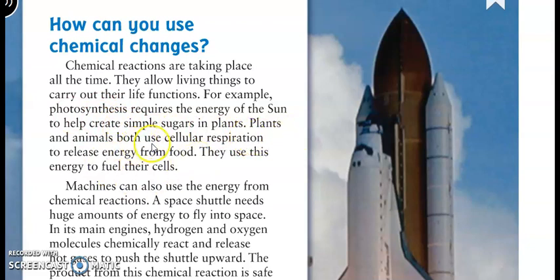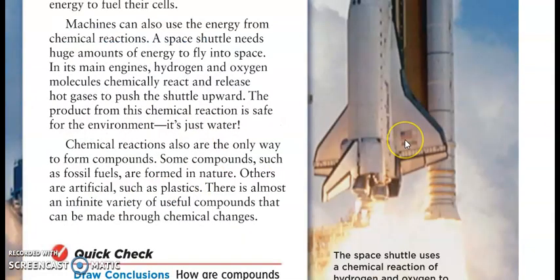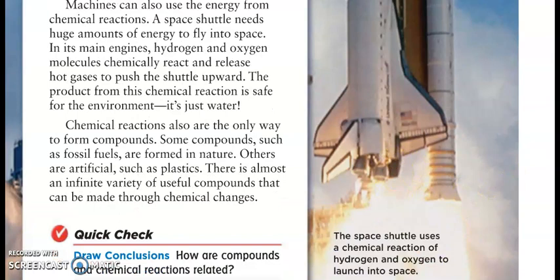Plants and animals both use cellular respiration to release energy from food. They use this energy to fuel their cells. Also, machines can use the energy from chemical reactions. A space shuttle uses a chemical reaction of hydrogen and oxygen to launch into space. In its main engine, hydrogen and oxygen molecules chemically react and release hot gases to push the shuttle upward.